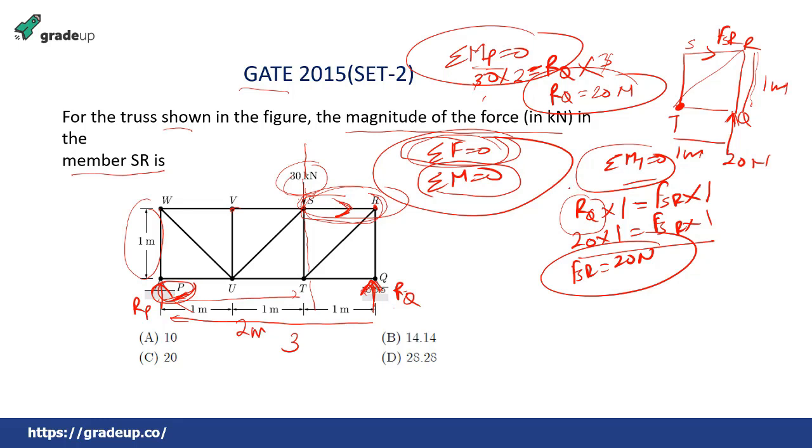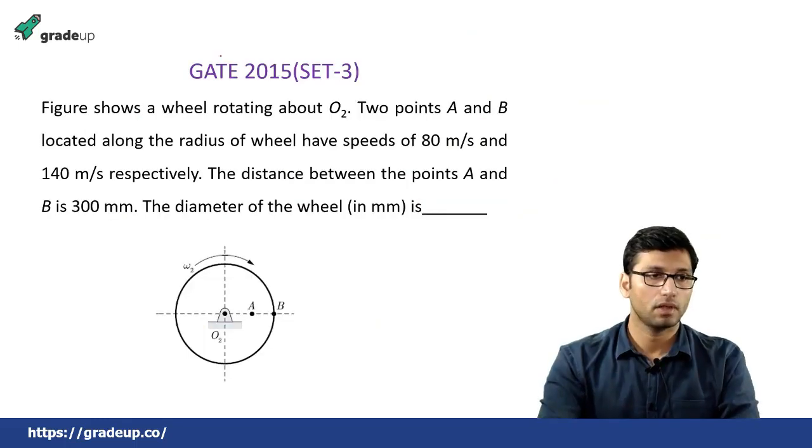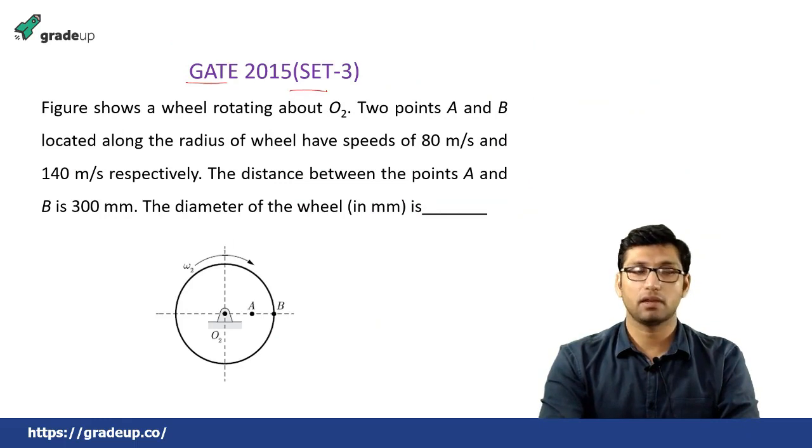Here was a question of truss where you have used the method of section to find the unknown force. So remember, if it is the method of section, you can apply the equilibrium of moment, and if it is the method of joints, or you have to find the force at a given joint, then you will be applying equilibrium of forces.